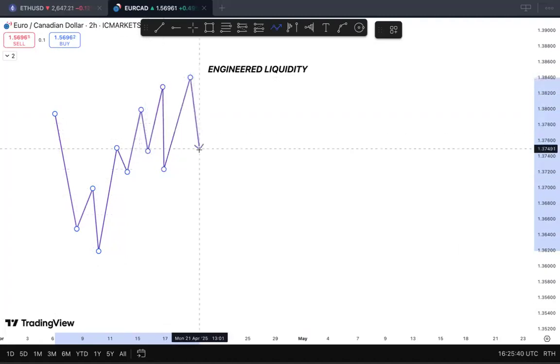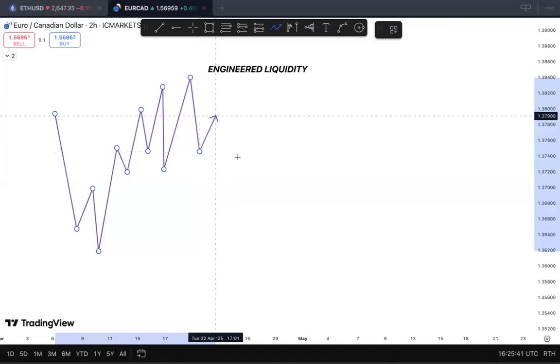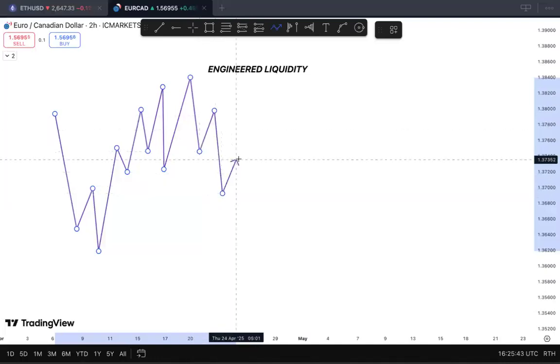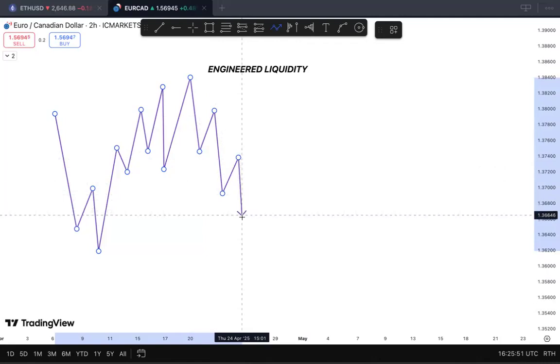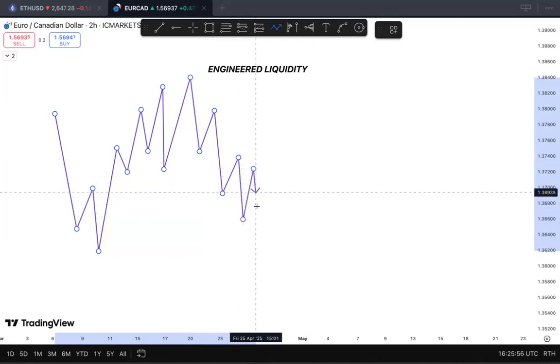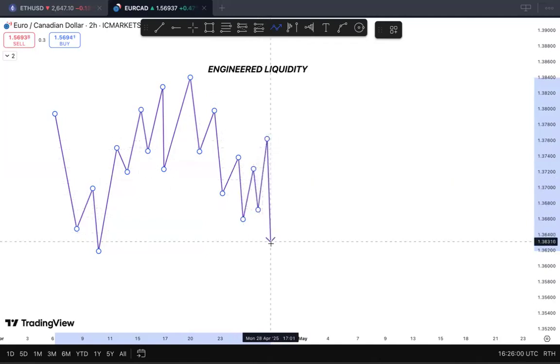And then start coming down. Now, what happens is this: price will then engineer liquidity around here. And then boom.